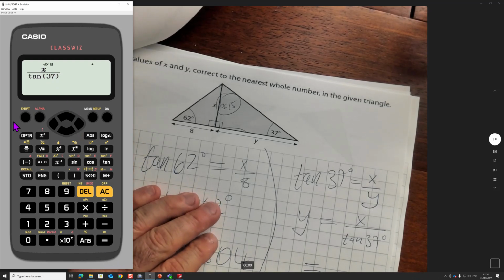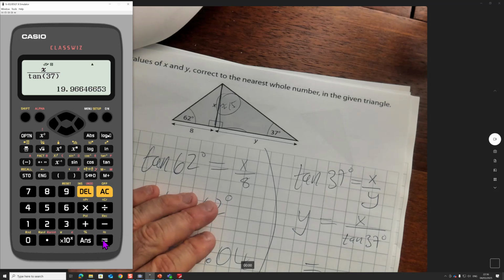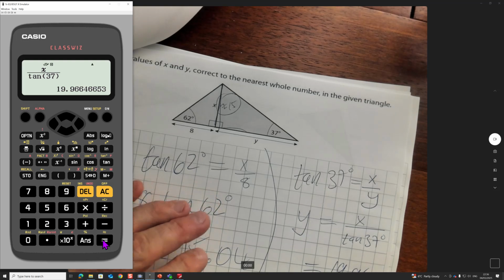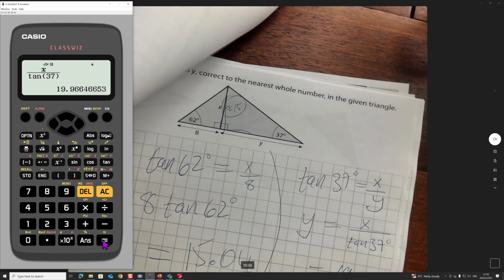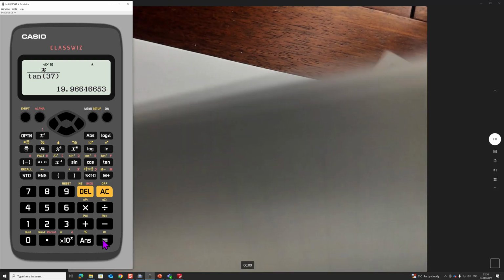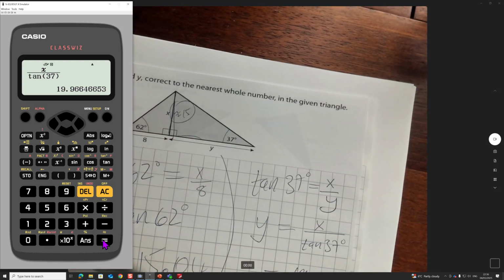Okay, it equals. Let's just go straight equals because it won't make any difference. 19.96. So we're not going messing around with our rounding for the whole rest of our lives because it's destroying our learning. We'll just do that in the exams.